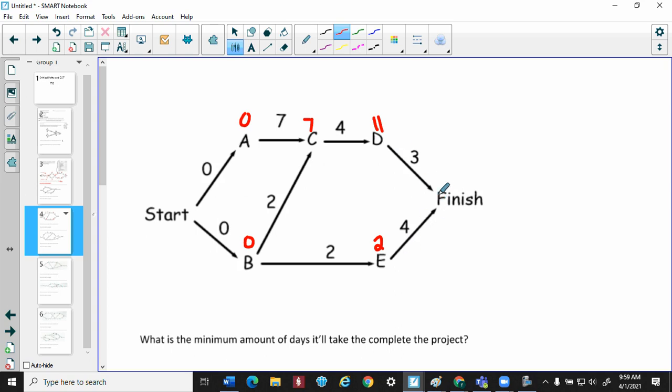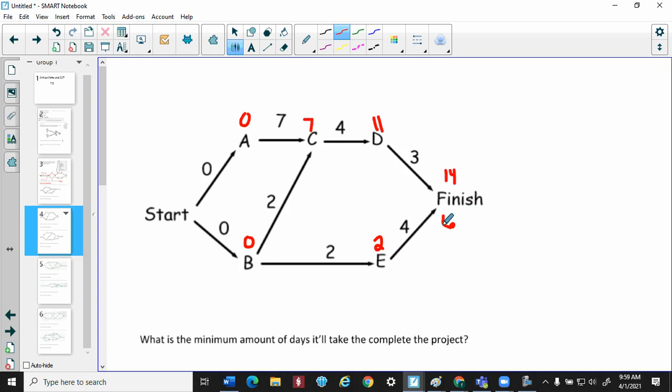Whenever you have 2 arrows pointing at something, you know you're going to have to evaluate both of these paths here. So D can get to the finish at the 14-minute mark. E can get to the finish at the 6-minute mark. So the question is, when can the finish actually be finished?